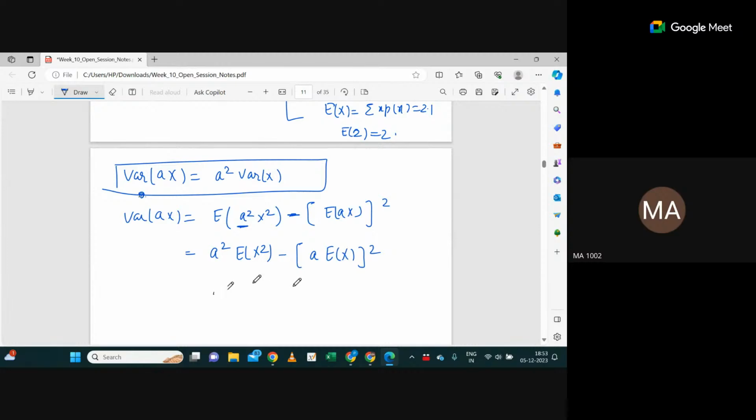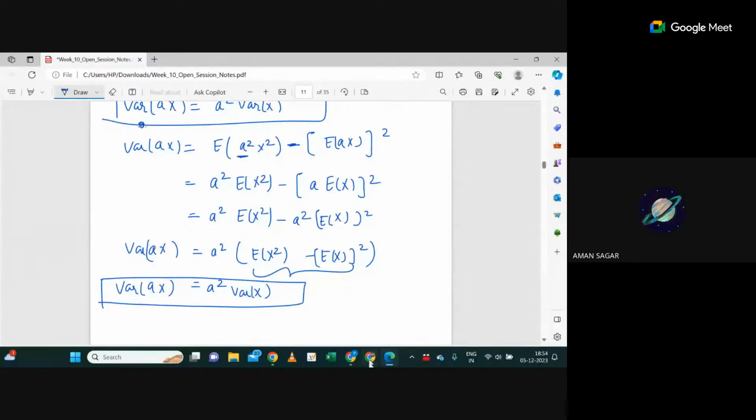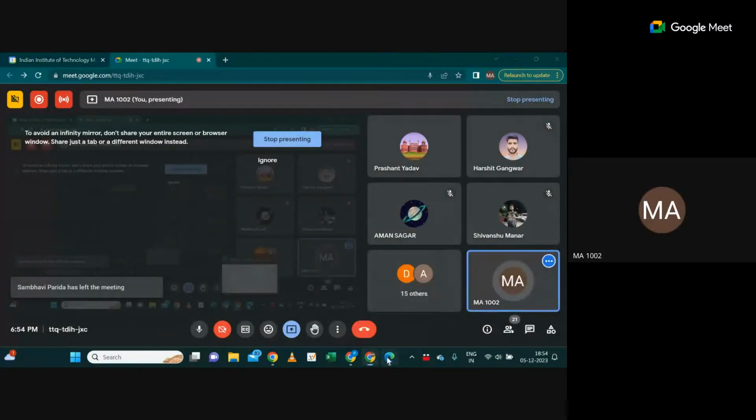Now from here I can take a square as common. I will get a square times the expected value of x square minus the expectation of x whole square, right? So what is this now? This is nothing but the variance of x. We got it, right? Did you get the proof behind it?